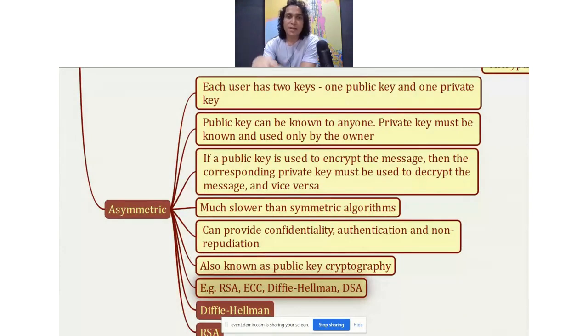Some examples are RSA, ECC, Diffie-Hellman, and DSS. So these are some asymmetric algorithms. All right.